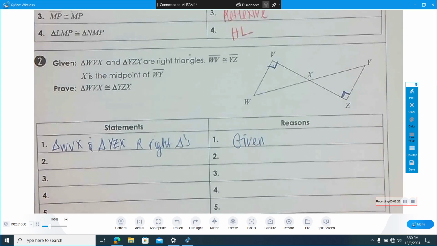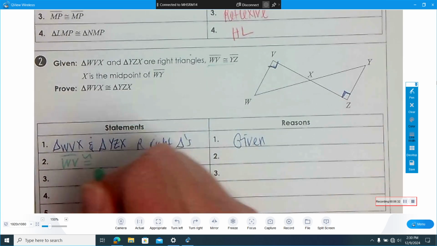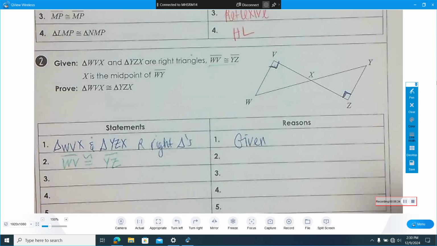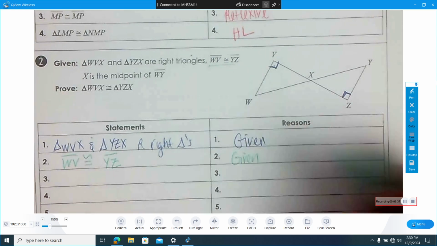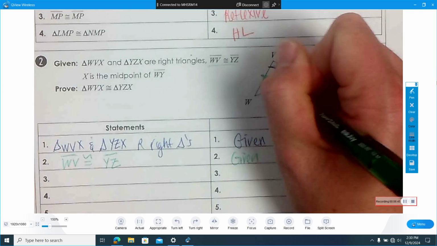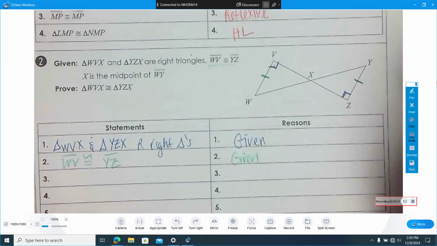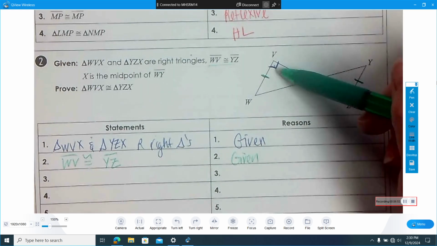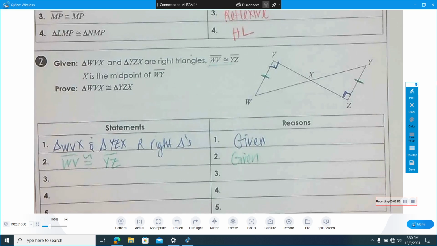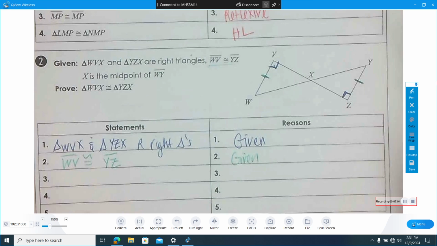All right, we got some more information. WV is congruent to segment YZ. That was also given to us. What should I do with that information? Mark it. All right, so WV right here is congruent to YZ. We have right triangles. Are you going to think hypotenuse leg because you have right triangles? It's a good idea. Is this a hypotenuse or is it a pair of legs? Yeah, it's a pair of legs.